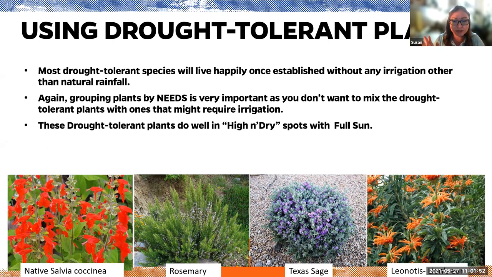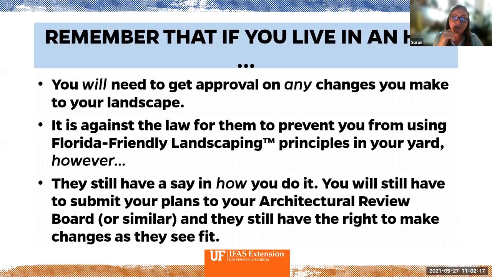Texas sage is another one. If you've ever tried Texas sage in your yard and it failed, it's probably because you had too much irrigation on it or not enough sun. So super high sun, super dry, that plant will be very happy. And Leonotis, lion's ear, is another one that blooms for many months out of the year, pollinator friendly, really can tolerate those really dry, hot sun conditions.